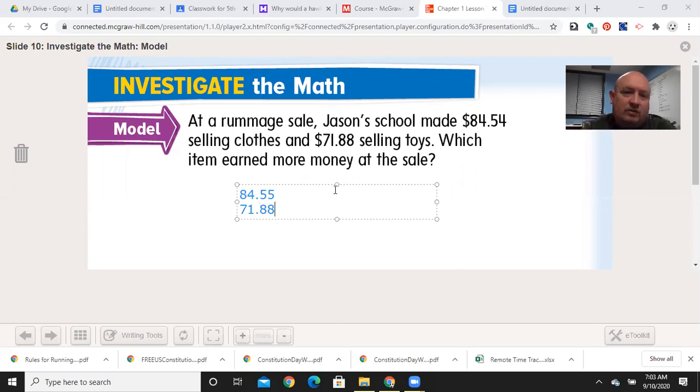Well, we always start, we look and we see we have 2 digits to the left of the decimal point. So that's going to mean we have to actually do this. And we look here, 8 is greater than 7. So $84.54 is greater than $71.88. Seems pretty simple. If you write them down, you start comparing just like we did in one of the earlier lessons.